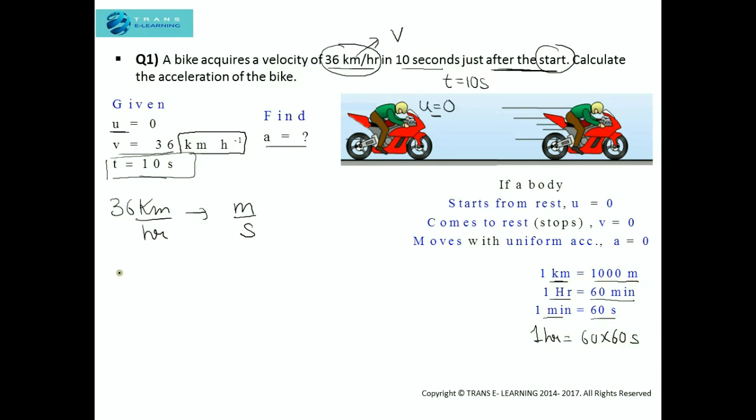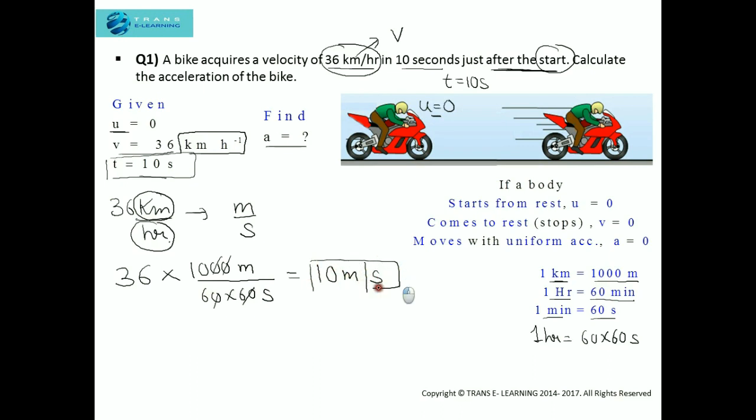So now if I have to convert, I will write this value 36 here, and instead of kilometer I will write the value in meter. That is, 1 kilometer is equal to 1000 meter here, and instead of hour I will write in seconds. That is, 1 hour is equal to 60 into 60 seconds. So on solving this, we will get the value as 10 meter per second. So this is the final velocity in meter per second.